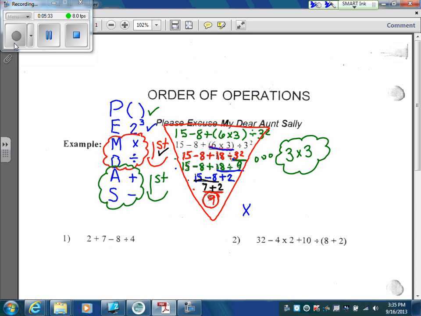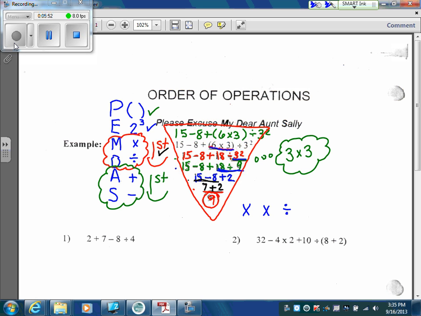Then we went to this exponent. Again, an exponent is not an operation. What did we do to get the answer below? Well, we multiplied, so that's another multiplication. And then we went right here to 18 divided by 9, so we divided to get the next number.